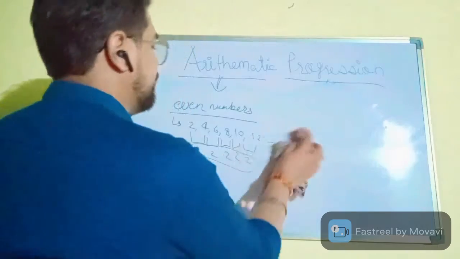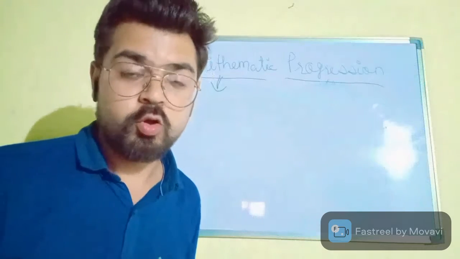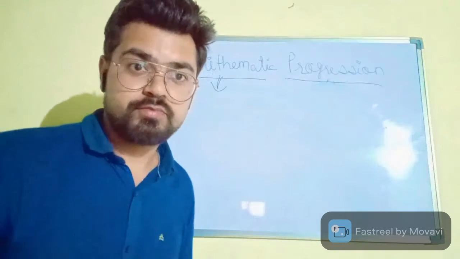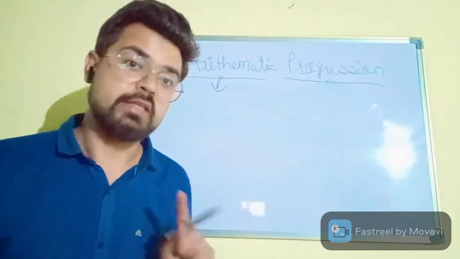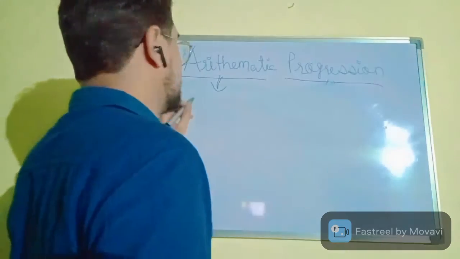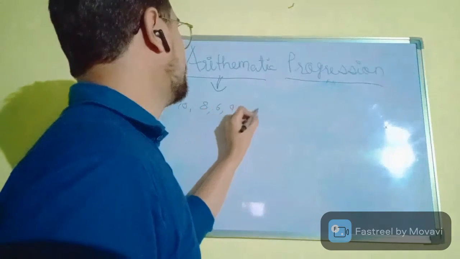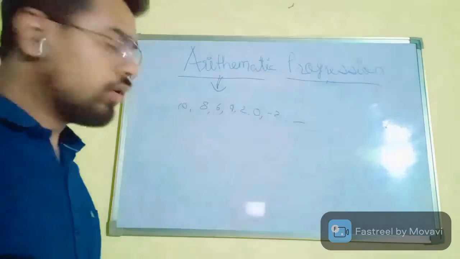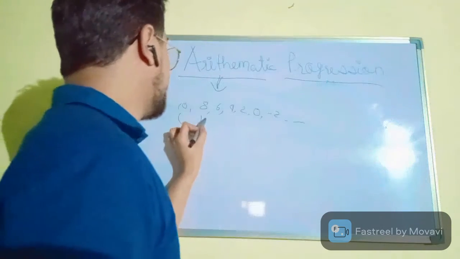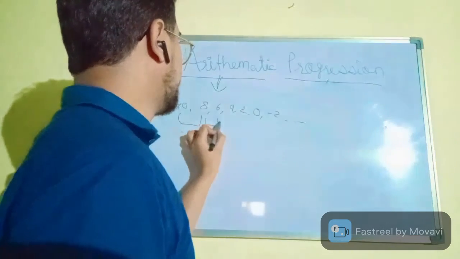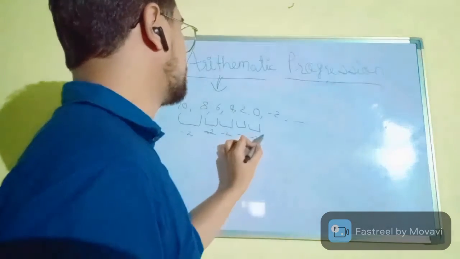Now I told you in the start that we will add or subtract. So is it possible that the difference between two numbers will be negative also? Yes, it is possible. If I give you a sequence like 10, 8, 6, 4, 2, 0, minus 2 and so on, what will be the difference of these two? It is minus 2. Here it is minus 2. Again, here also minus 2. Here also minus 2, and so on.